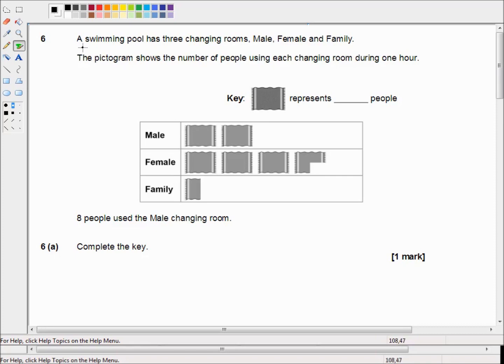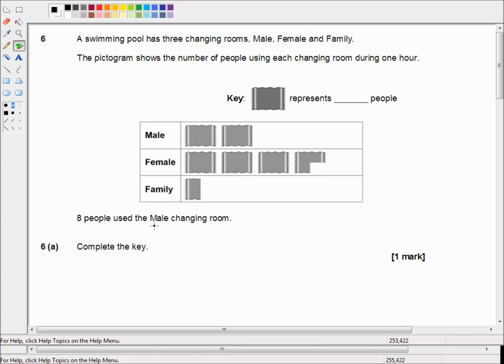It reads, a swimming pool has 3 changing rooms, male, female and family. The pictogram shows the number of people using each changing room during 1 hour, and the key is that one, which I think is a picture of a swimming pool, represents blank people. We don't know how many people. And there are 2 whole pictures for the male. There are 3 and 3/4 of a picture for the female, and there's half a picture for the family.